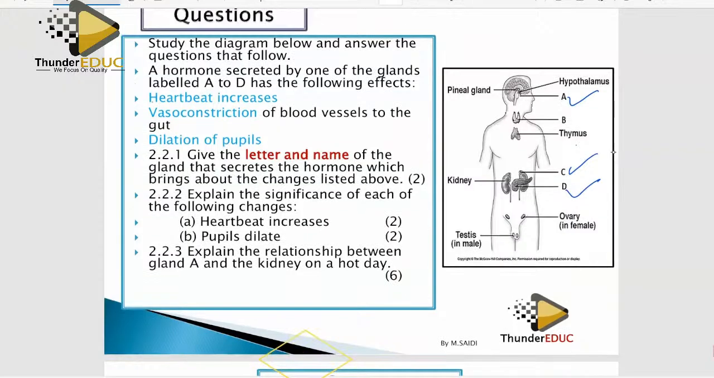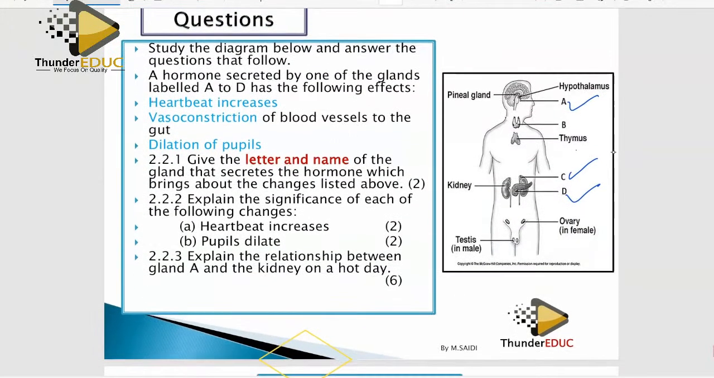So here there are some questions. Let's do some questions here maybe. What are they saying now? Study the diagram below and answer the question that follows. A hormone secreted by one of the glands labeled A to E has the following effect: heartbeat increase, vasoconstriction, meaning that the blood vessels in the skin and the gut are reduced, and dilates the pupil. So give the letter and the name of the gland that secretes this hormone.